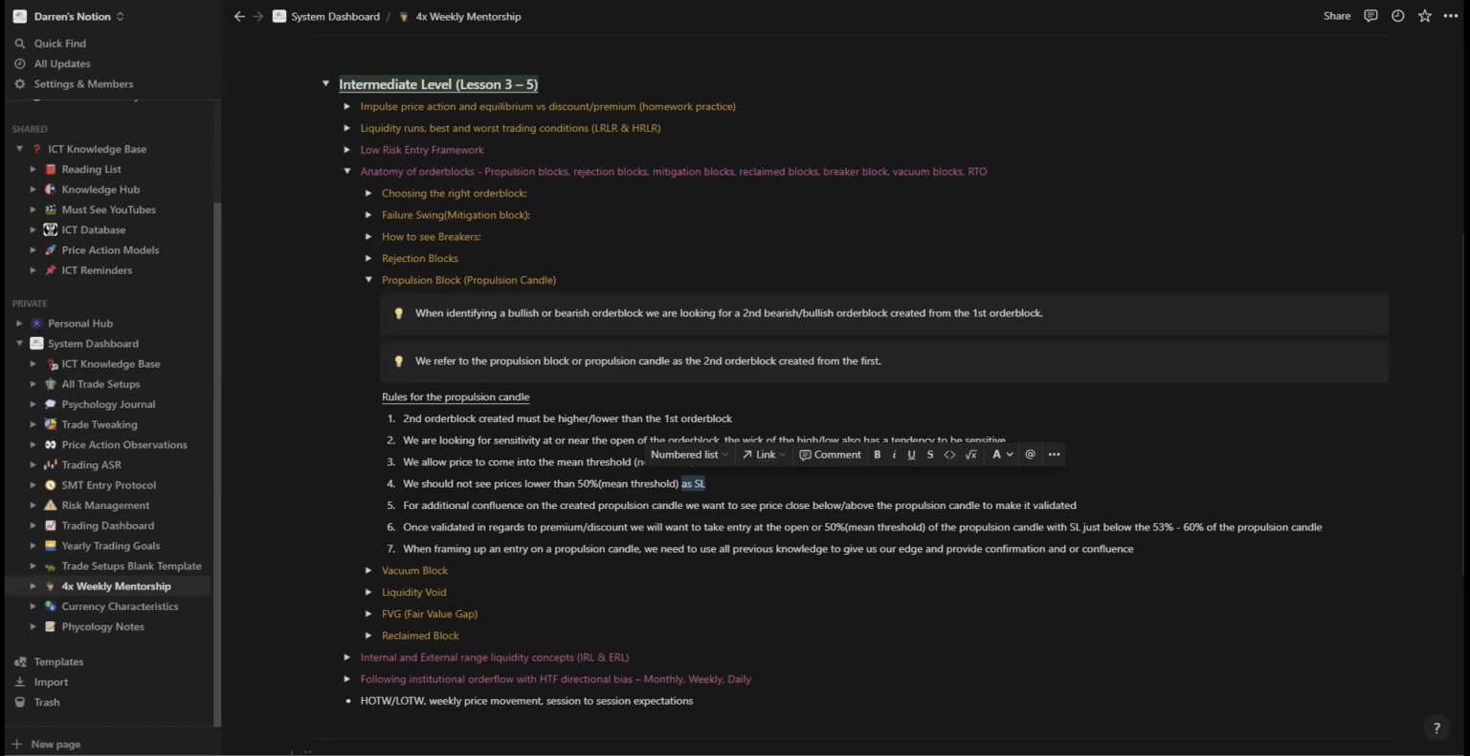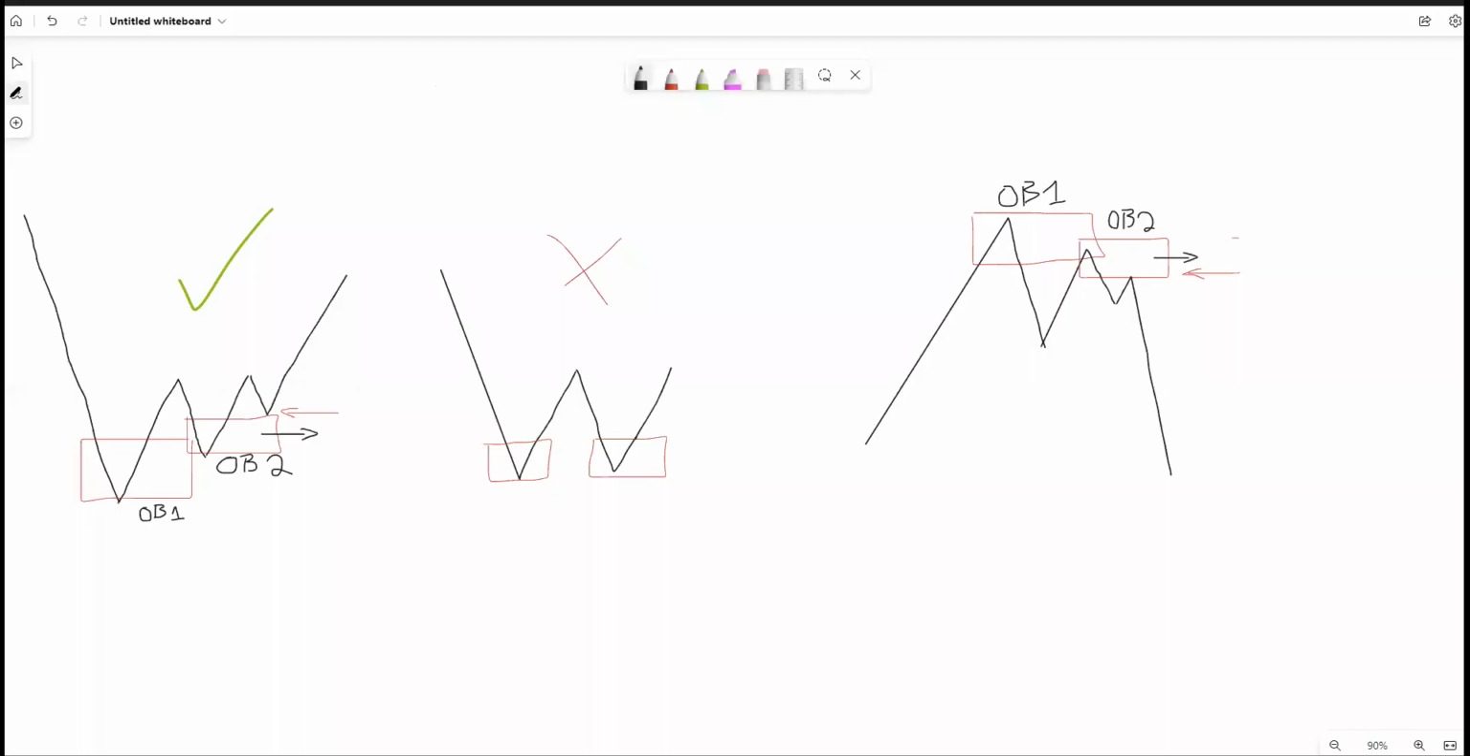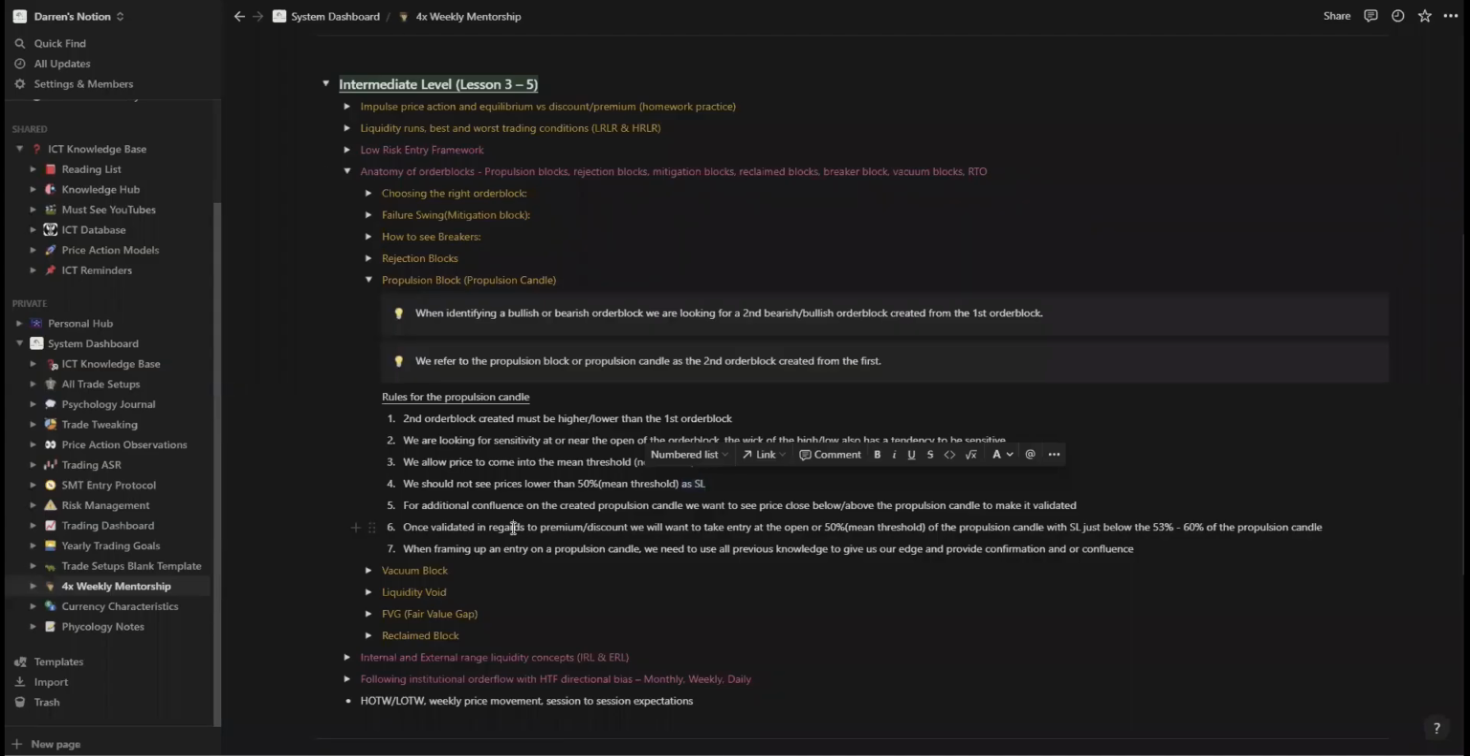So over here, when we draw this out as another rule, like I said, OB1 is created and OB2 is created, so we might want to just wait for the closing price of whatever time frame we are looking at, and then when price closes, we want to see those closing prices close either above OB1 or close below OB1 if you're buying or selling. So that's what that means.